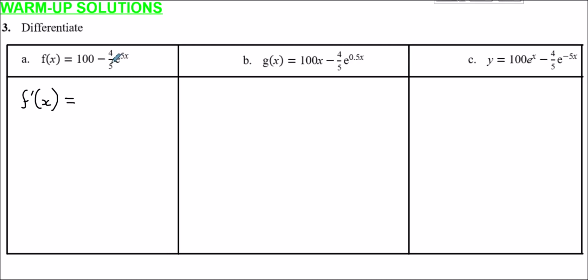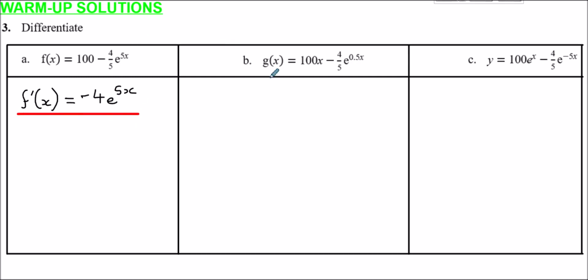So the minus 4/5 is going to be multiplied by this 5 which comes to the front. Minus 4/5 times 5 becomes minus 4, and this power stays exactly as it is, so we just have minus 4 e to the 5x, and so that's part A done. Let's now have a look at part B.